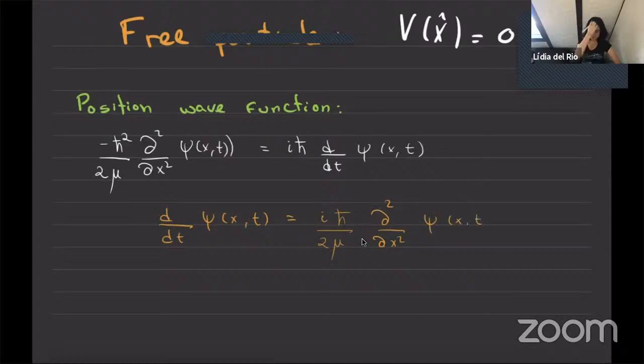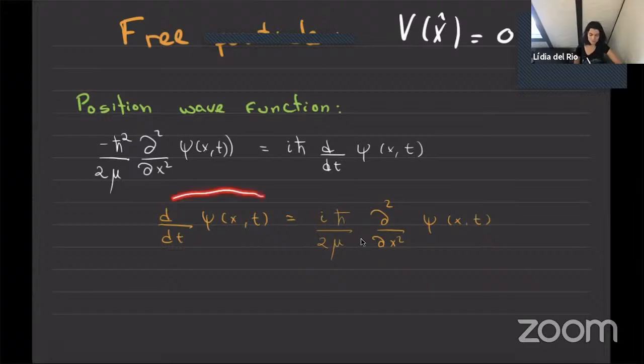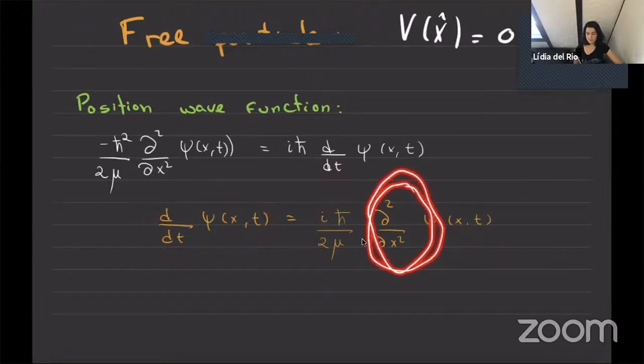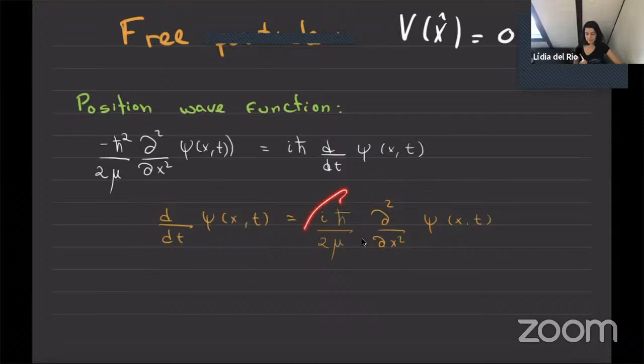X and t. Okay, let me see if I got it. Might be a minus sign, but we'll... So this might be plus or minus. I don't know, so work it out for ourselves. It's a good exercise. Okay, so what we learned from here: on the left we have the time derivative of the function, and on the right we have the second derivative, but not in time, in position. And some complex factor behind.